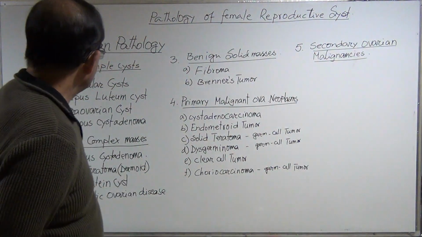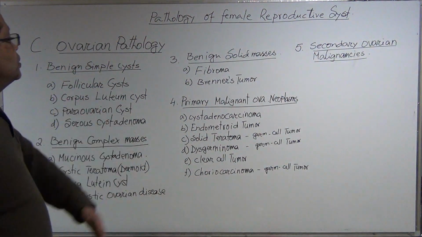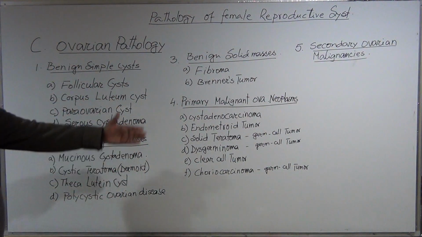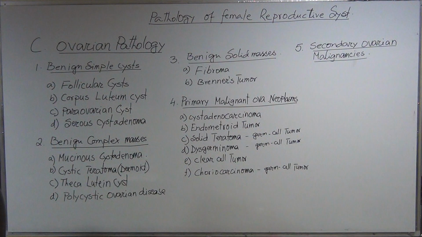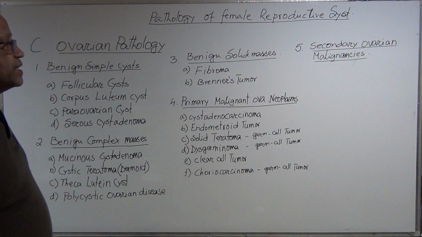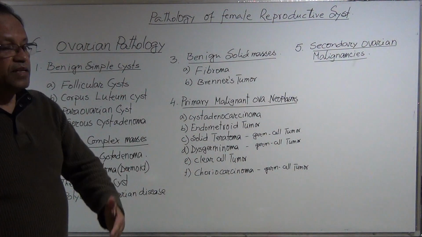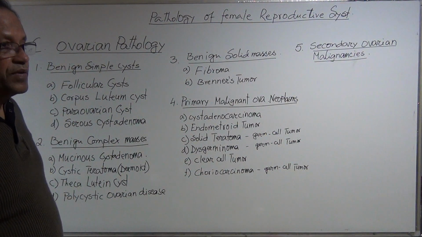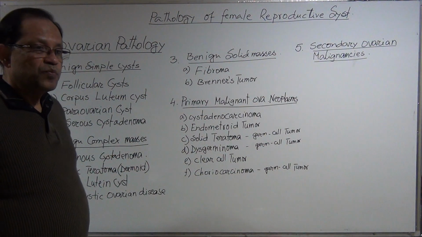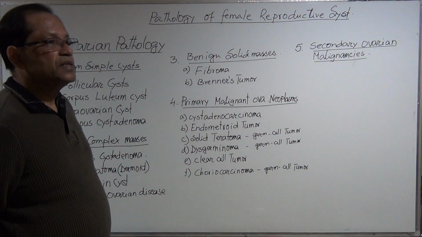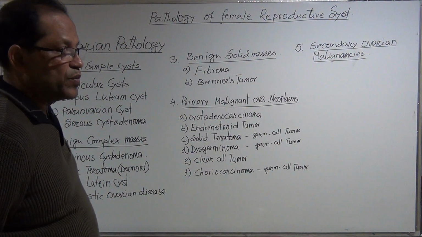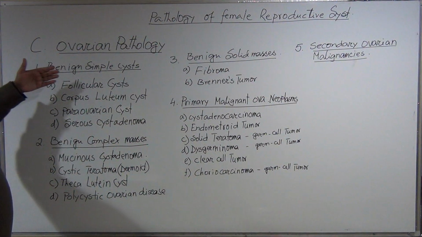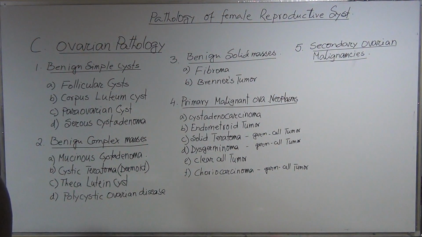So here I would like to go directly on to the ovary according to this classification. And in my previous lecture I discussed everything the way I just said: congenital, inflammatory, cystic, and neoplasm, iatrogenic, and idiopathic, autoimmune, traumatic. Okay, so now ovarian pathology. So, benign simple cyst.